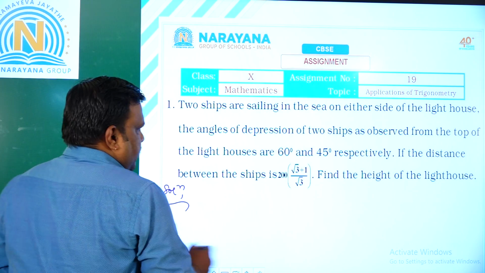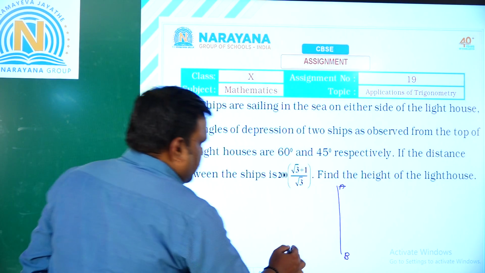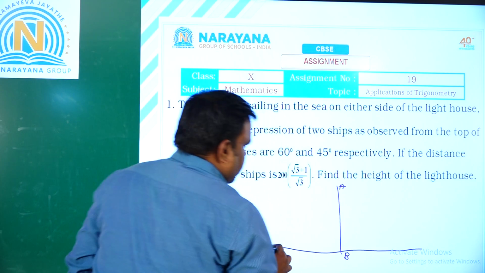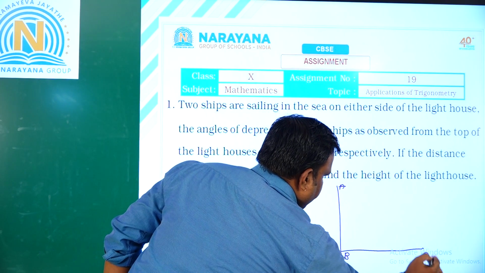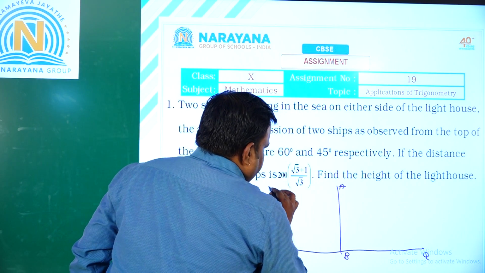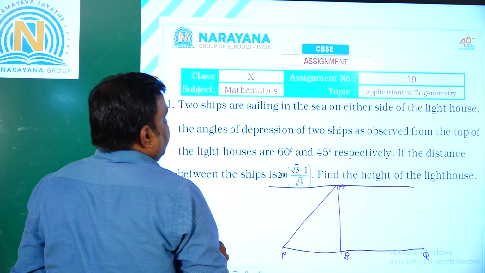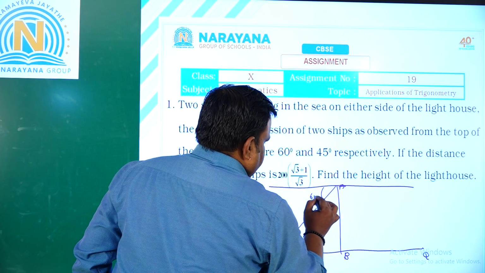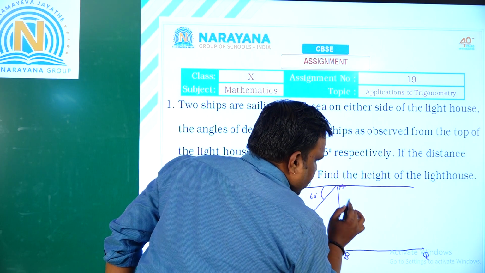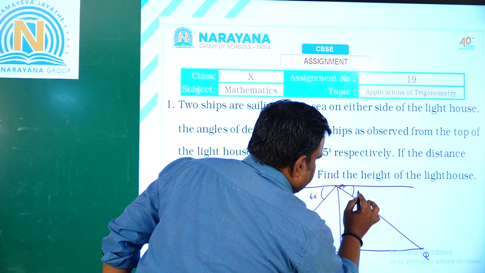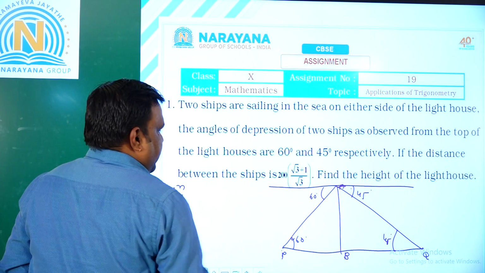If you observe properly, let us see this part. AB is the lighthouse, and I have two ships on either side of the lighthouse. Let us suppose the first ship is at P and the second one is at Q. Here, this is the normal side of the observer. When you observe the first ship, the angle of depression is found to be 60 degrees. From this part, the angle of depression to the other ship is 45 degrees. The 60 will be the nearer one, and BQ, that is 45, will be the little bit farther one.